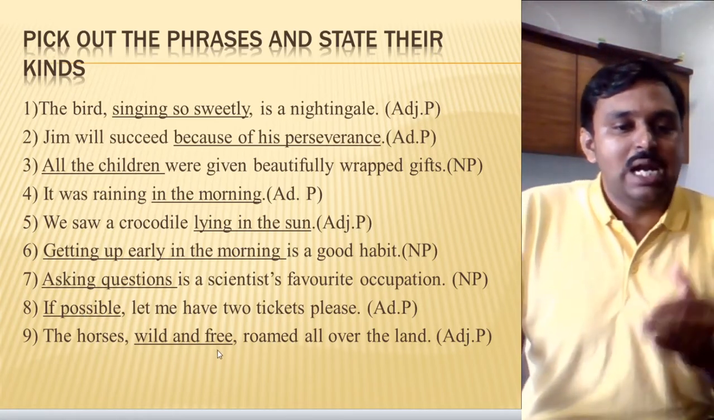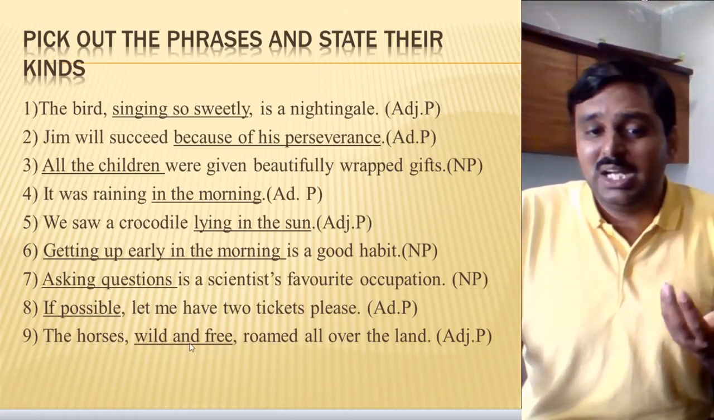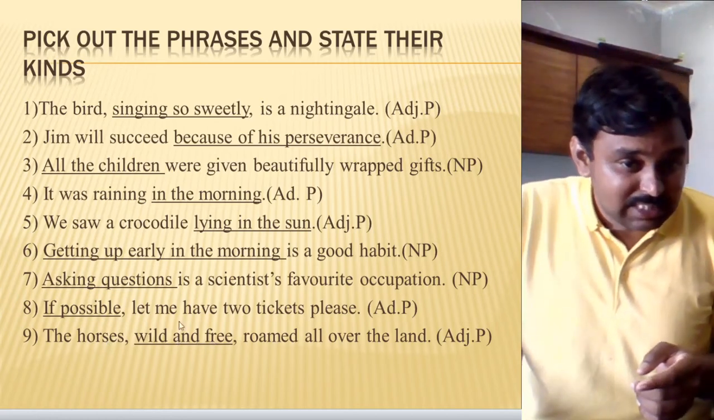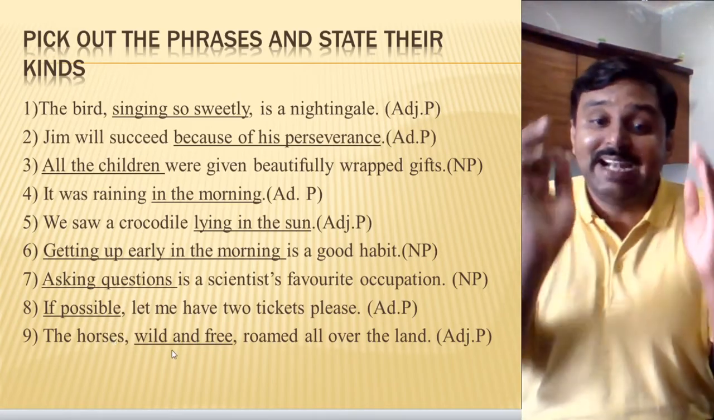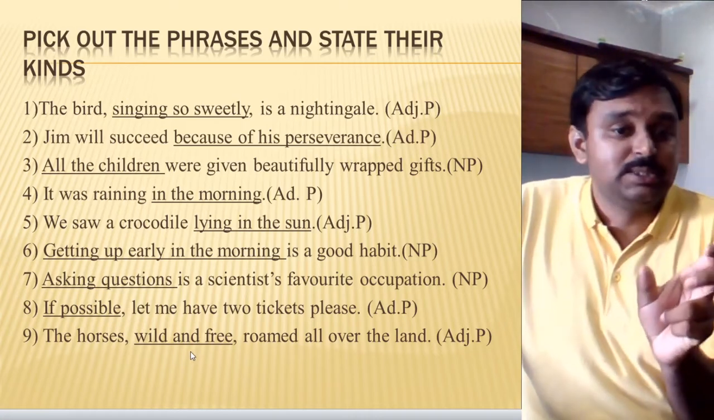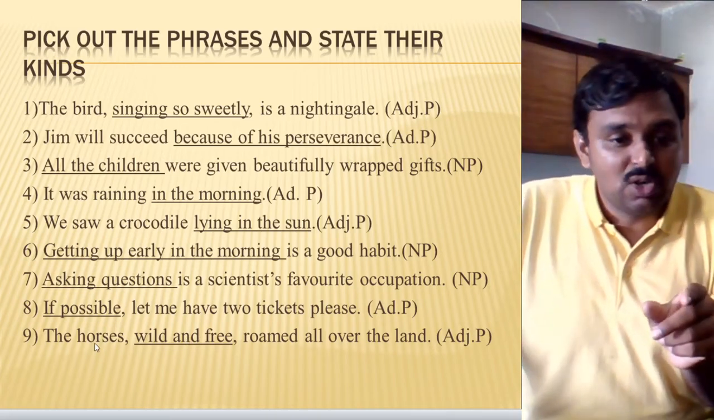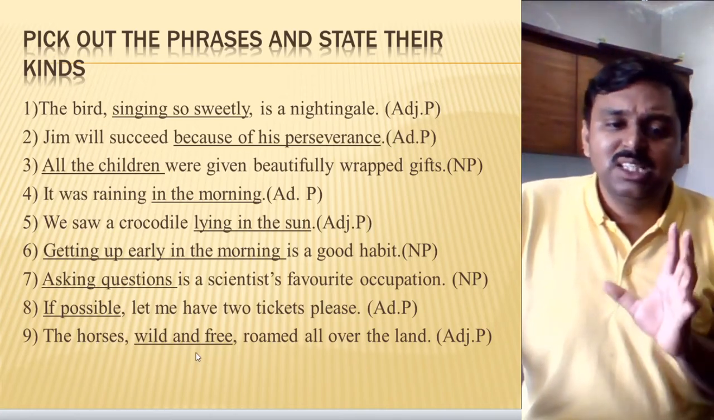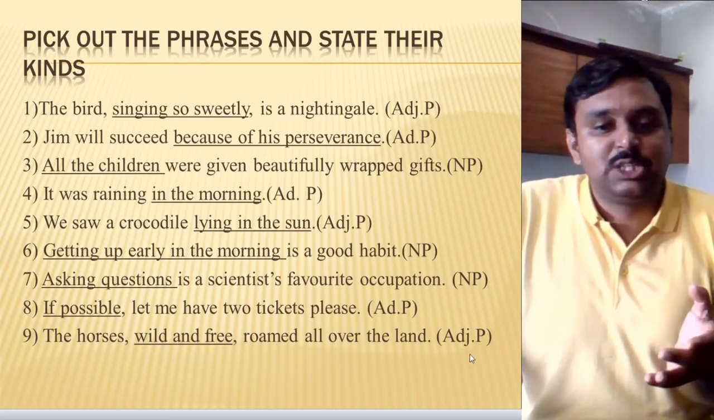And look at the last example. The horses, wild and free, roam all over the land. Now if I ask you the question, what is wild and free here? Horses. So wild and free, this particular phrase, is describing the horses. So can you guess what it will be? Yes, exactly, it is an adjective phrase, because this group of words, wild and free, describes the horse. And what is horse here? Horse is a noun. So wild and free, a group of words talking about the horses, becomes an adjective phrase.